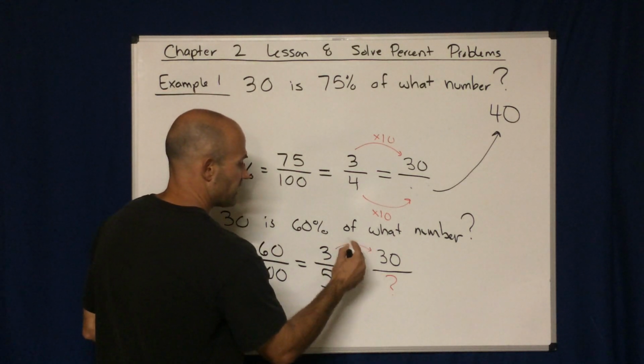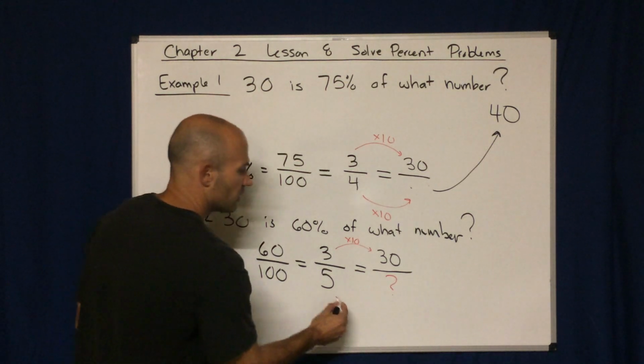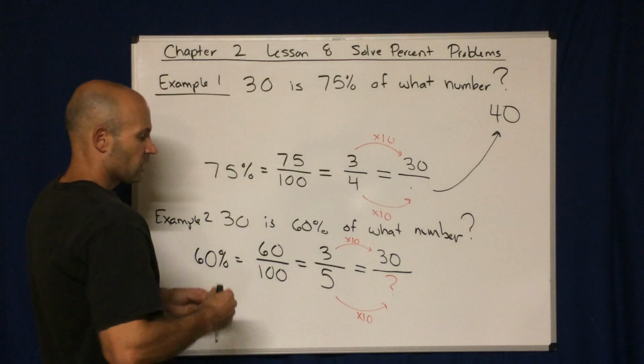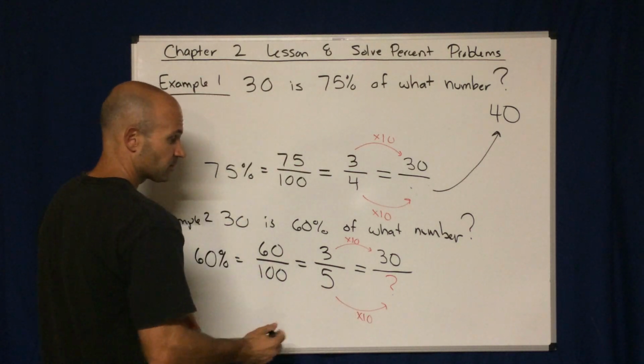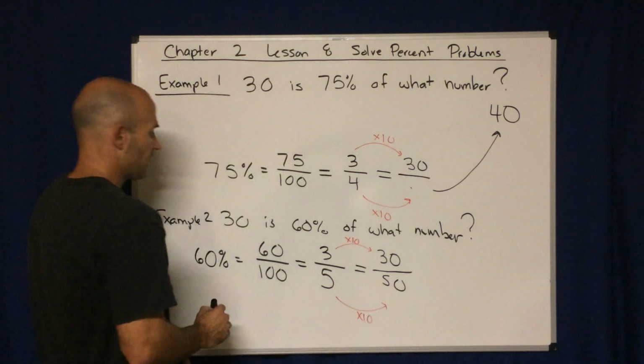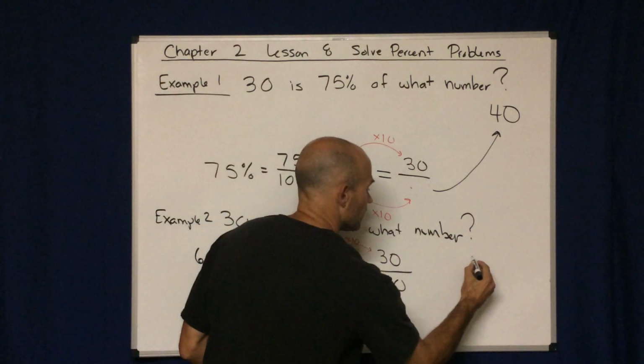I have to multiply by 10 to go from 3 to 30. Therefore, I must do the same thing in my denominator. So times 10. 5 times 10 is 50. So the conclusion is that 30 is 60% of 50.